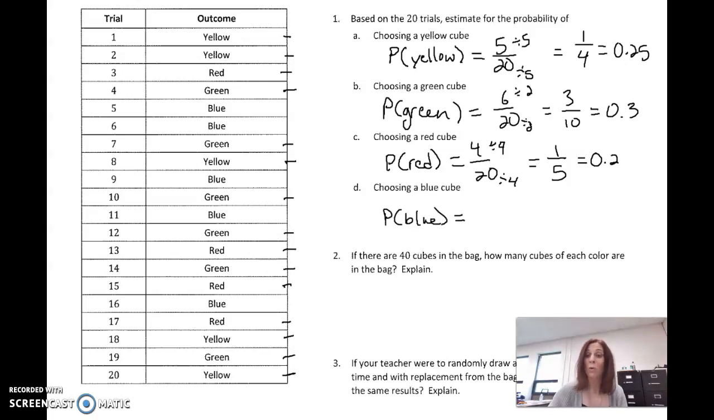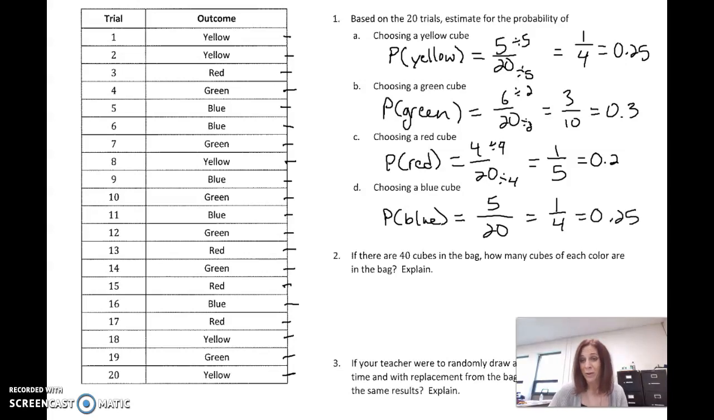And finally, the probability of choosing blue. How many times, according to our chance experiment, out of 20 did we pull a blue? Now, again, we could figure this out, right? Because we've already pulled out 15 of them. Blue has to be 5. Let's count them. 1, 2, 3, 4, 5. Okay, so just like up here, that would reduce to 1/4 or 0.25.